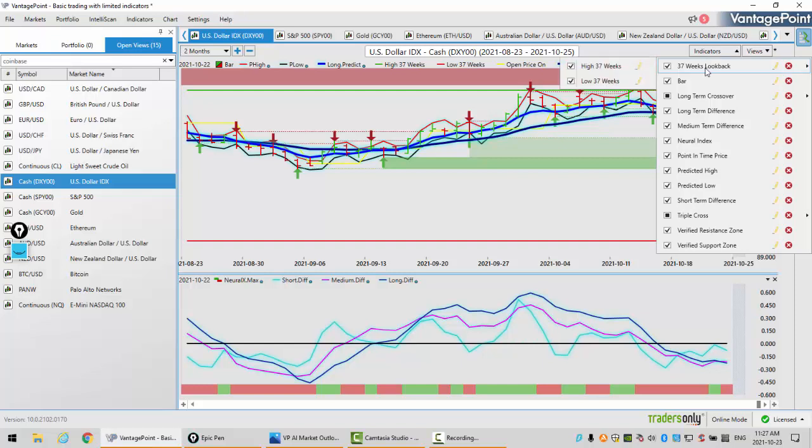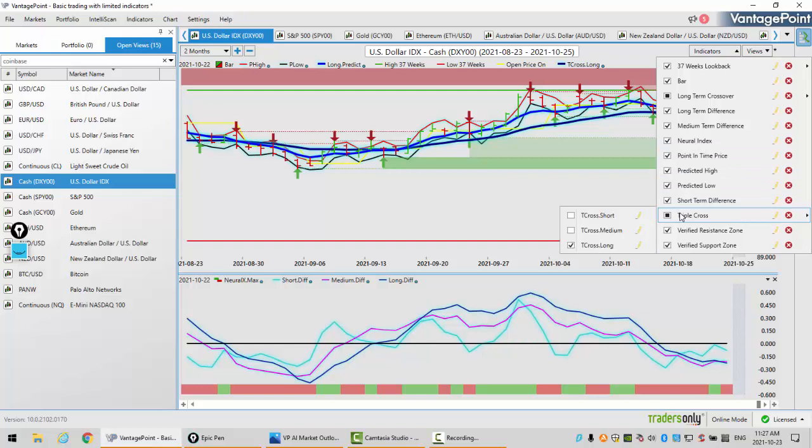We've got our 52-week look back that's been modified to 37 weeks. We're using bars, not candles. We have our long-term crossover in this particular case, but as you can see, I'm using the long predicted without the simple moving average. We're using the predicted short, medium, and long-term differences with, of course, the very powerful neural index. Our point in time to identify the weekly opening price, our predicted high and predicted low, our triple EMA cross.